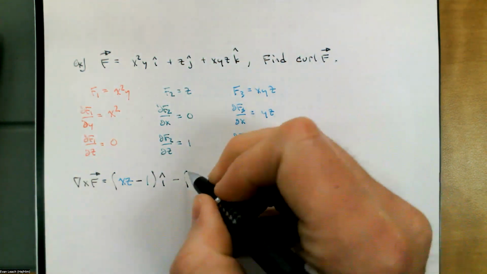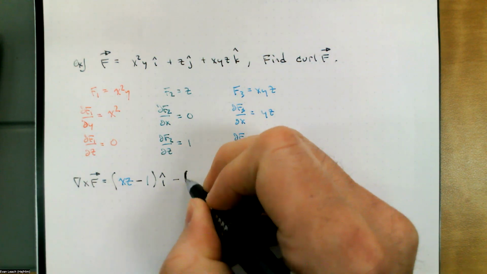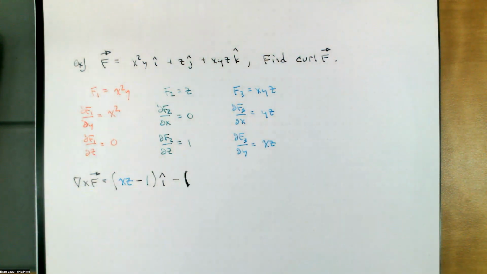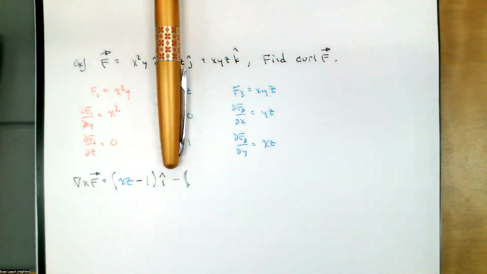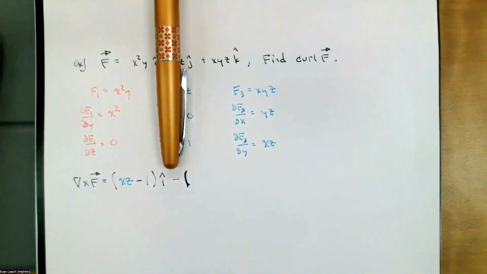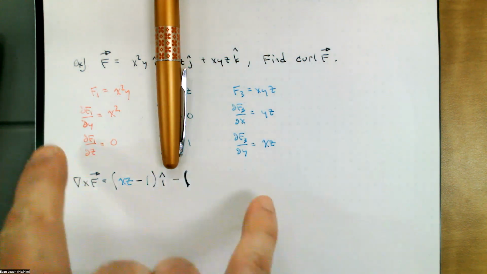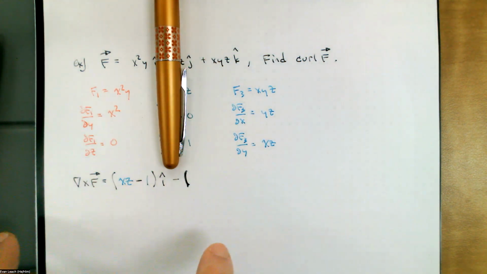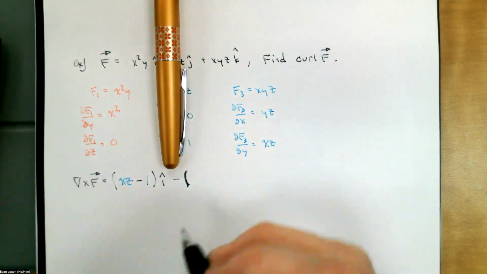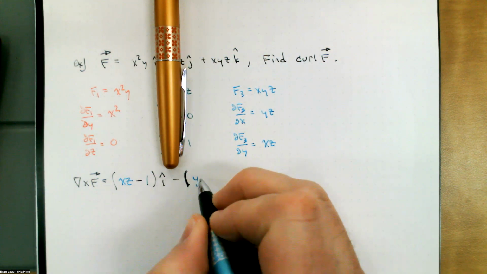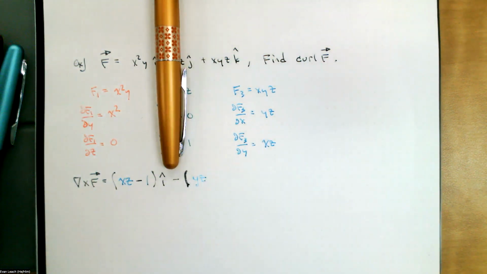Also, I don't want any of the partials with respect to y. So I'm taking out this column. And I don't want any of the partials with respect to y because partial with respect to y is in the j column. So I don't want xz and x squared. I want yz and 0. So I'm going to have yz minus 0.